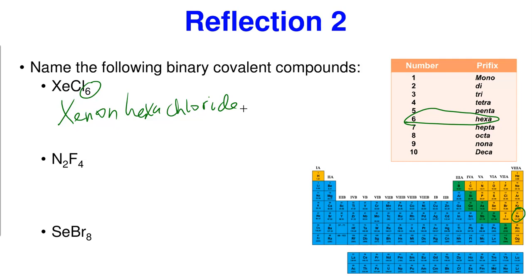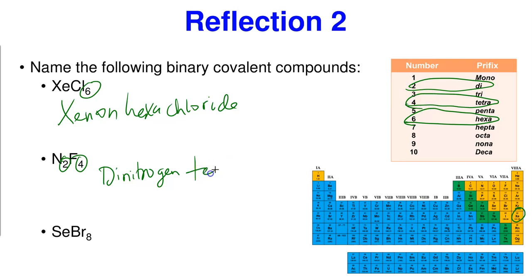The next one is nitrogen and fluorine, but this is 2, this is 4. So since this is 2 here, we have to put it. So it's going to be dinitrogen. Then 4 is tetra. This is di, remember that? Then 4 is tetra. So it's going to be tetrafluoride.